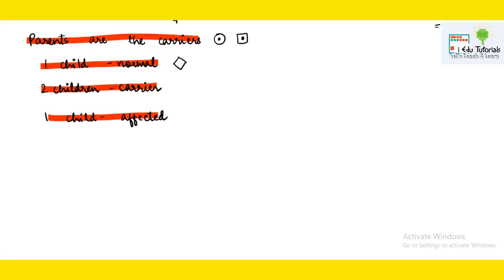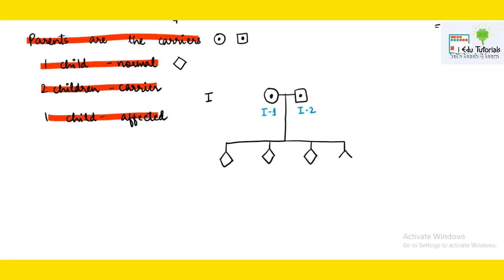So if 2 carriers are marrying together, we will draw a female with a dark dot, a little circle in between. So these are the parents, right? And they are generation 1. This is Roman numeral I, 1, and this is Roman numeral I, 2. Now these are married together and they have produced 4 children. Of course, as the sex is not specified, that's why we are using a diamond shape for them.